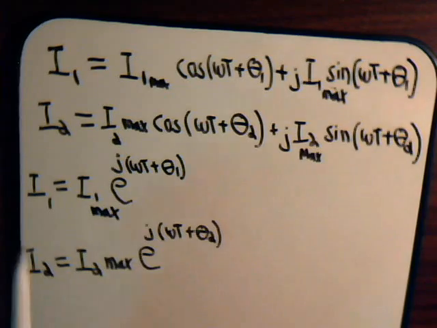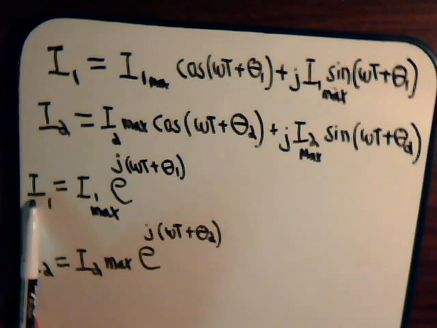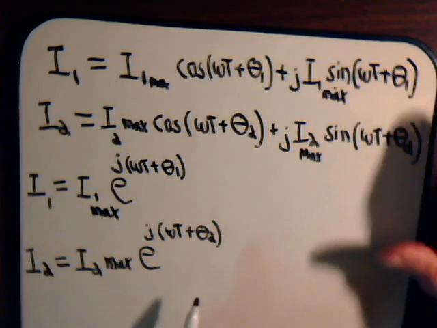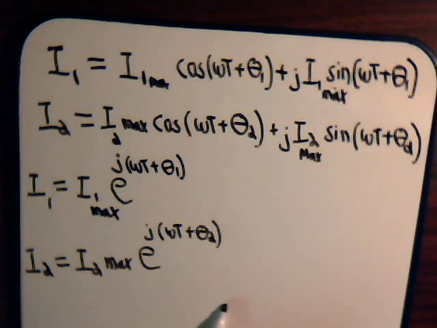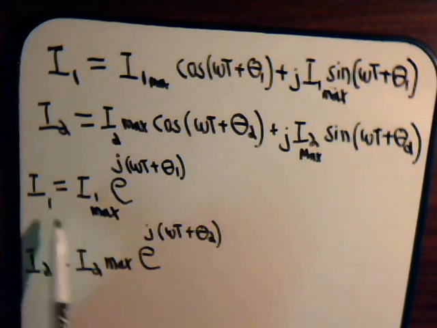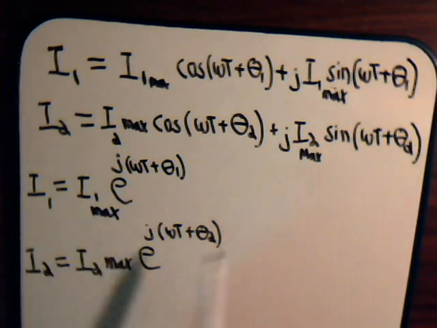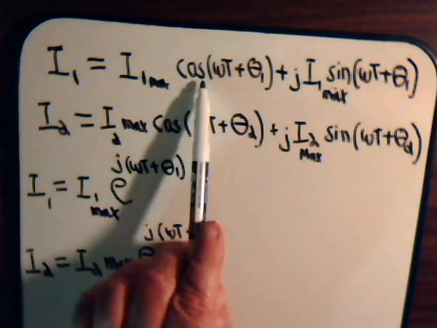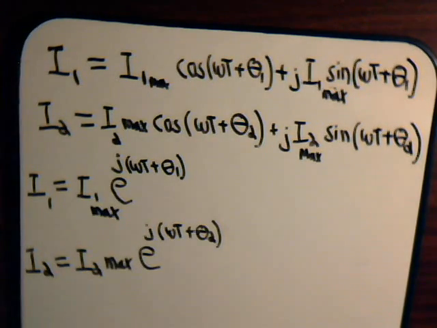And if in fact I1 is only a sine wave, then further on we can say, well, it's just the imaginary part of this to get our sine wave. Or if it's a cosine wave of alternating current, then we could say, well, it's just equal to the real part of this expression, just to have the cosine wave. But right now we're just treating it general.